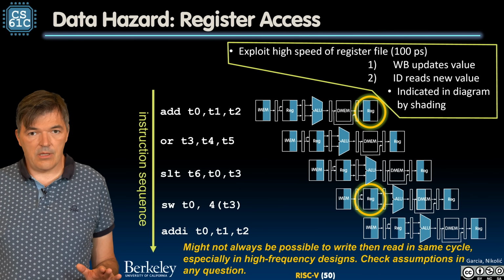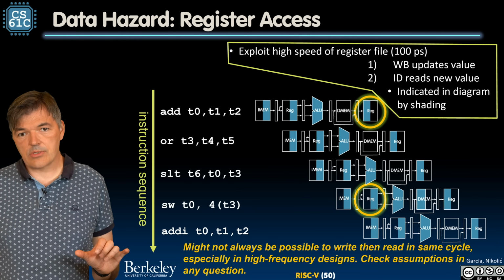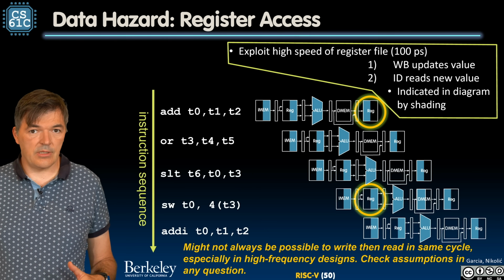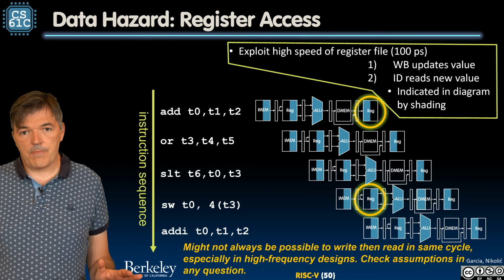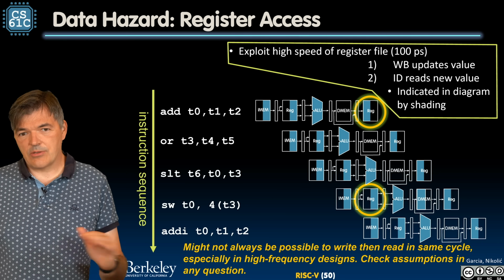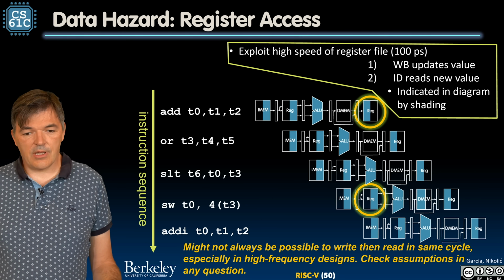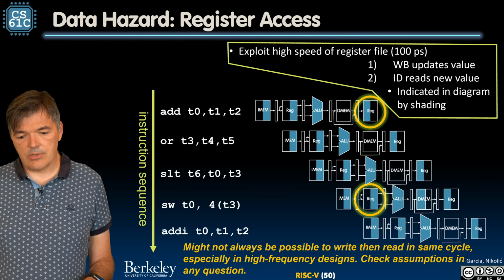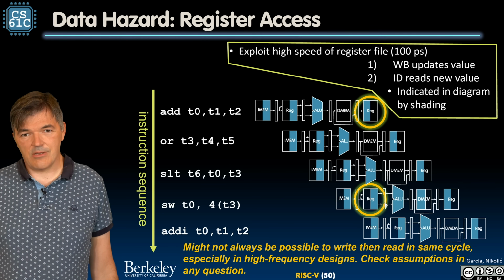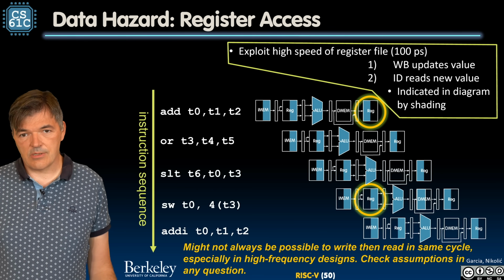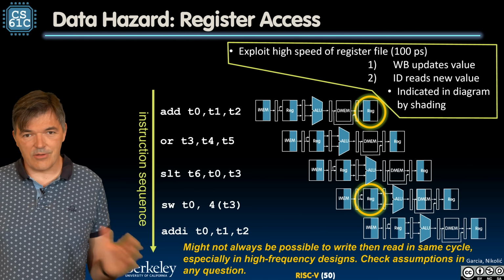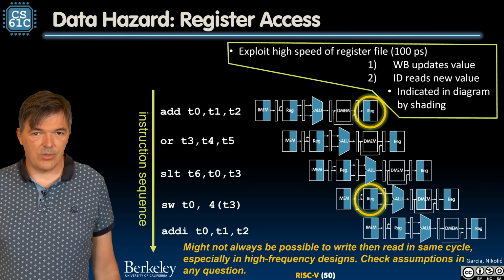Now keep in mind that this is certainly true for most standard 5-stage pipelines, but may not be true for some more complicated higher frequency pipelines. We are not touching those for now. They may be a subject of 152 if you take that class. But for now, just make sure that you clearly read the assumptions that are stated in any exam or midterm questions that you see. Do they permit simultaneous read and write in one cycle? Simultaneous meaning, in this case, consecutive, that the write is completed before we want to read from the register.